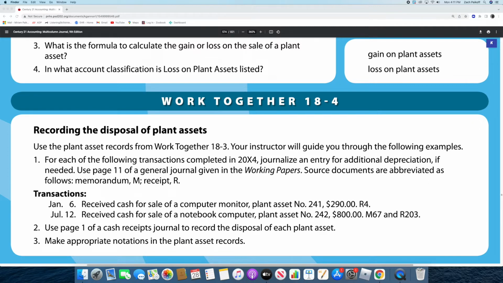Memorandum M, Receipt R. Alright, so as you can see over here, we are given two transactions, and they are dated on January 6th and July 12th. Number 2 is asking us to use page 1 of a cash receipts journal to record the disposal of each plant asset. And lastly, number 3 is asking us to make appropriate notations in the plant asset records. Okay, so now that I've read over the instructions, let's jump right into the 18-4 work together.